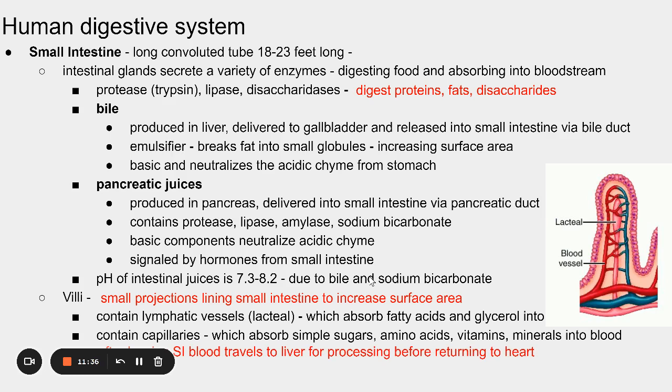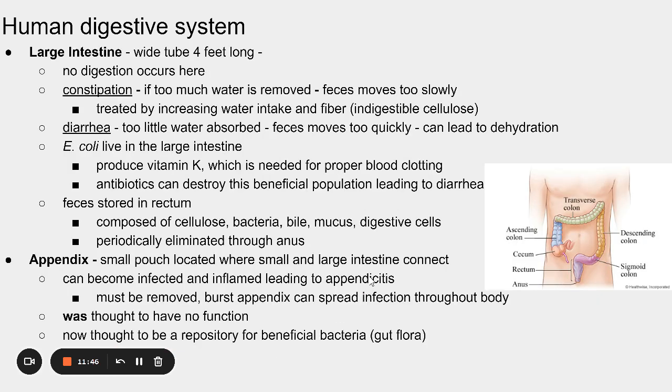And the blood that leaves our small intestine actually goes first to the liver to be processed before that blood makes its way throughout the body. Then finally, the food moves into the large intestine. The large intestine is large because it's wider. It's actually shorter. It's only about 4 feet long. It comes up the right side of our body, across our body, down our left side, and then out through the rectum.